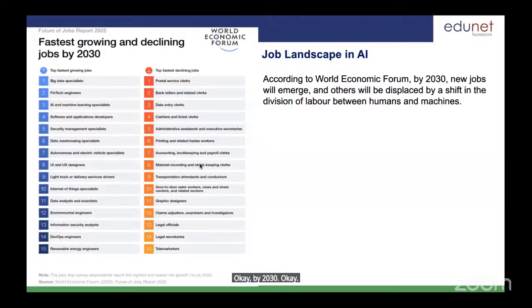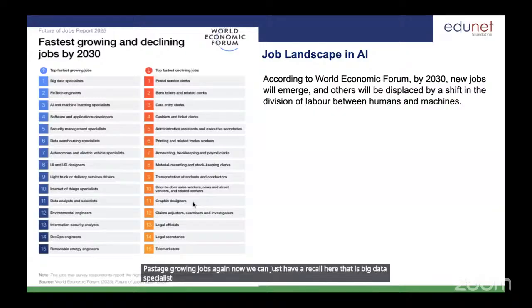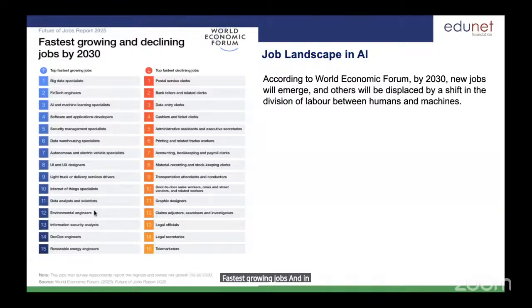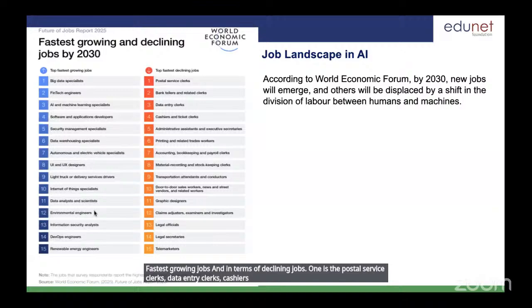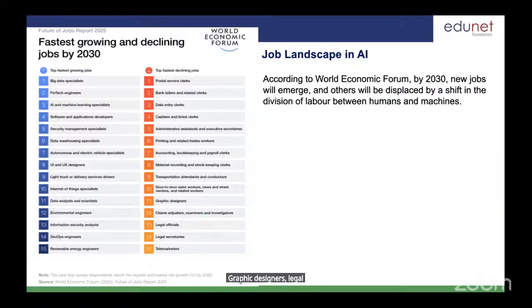Okay, so these are the fastest declining jobs, and on the left hand side, these are the fastest growing jobs as well. Let's have a recall here. That is big data specialist, then fintech engineers, data warehousing specialist, UI UX designers, data analyst or data scientist, environmental engineers, etc. So these are the fastest growing jobs. And in terms of declining jobs, one is postal service clerks, data entry clerks, cashiers, ticket clerks, designers, legal officials, etc.